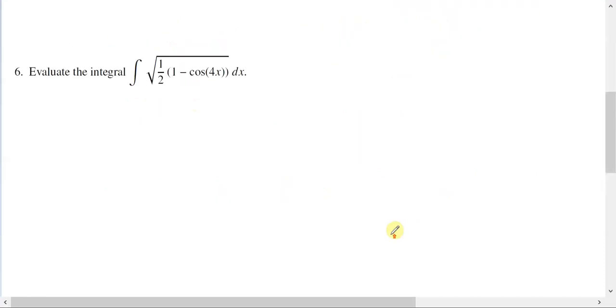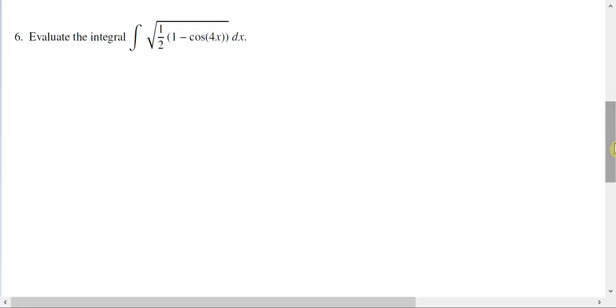Okay, let's look at number 6. Alright, so again, we've got to kind of think of our different steps of what we might try to do. You see this is an inside function, but if you try to substitute in for this, your derivative is going to end up having a sine in it, and there's no sine integrating factor that's going to help. So substituting for that inside function is not going to be the appropriate way to approach this one.